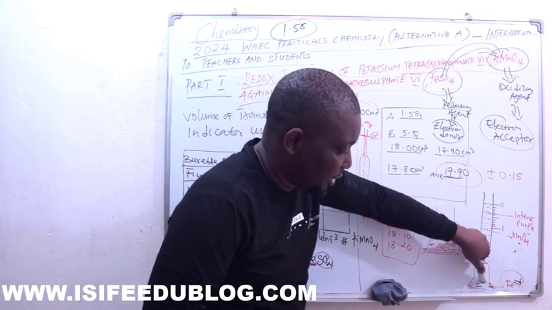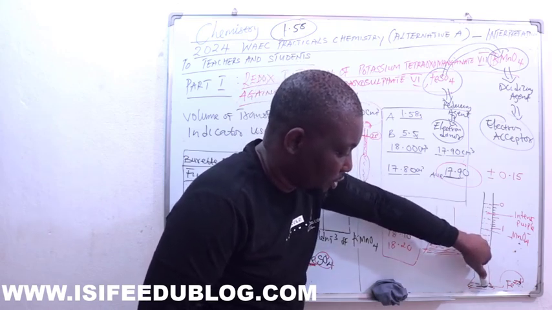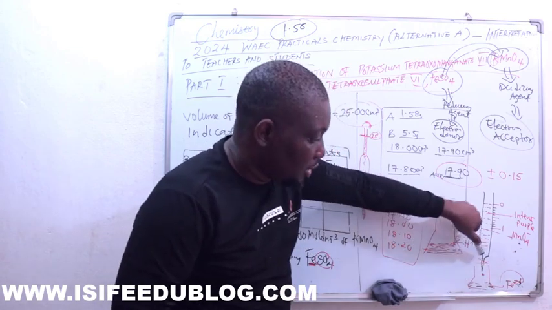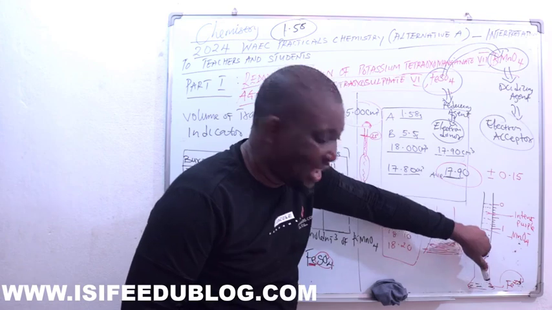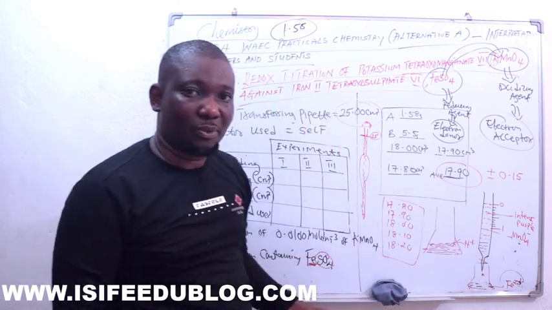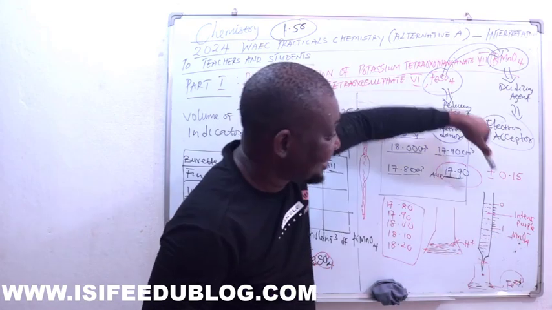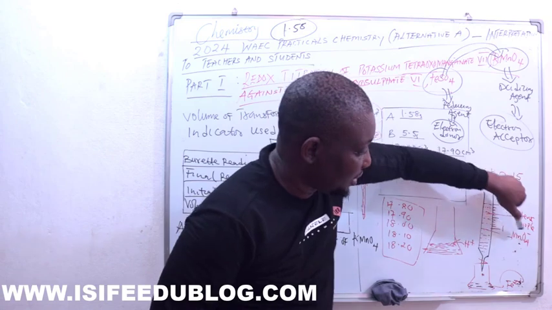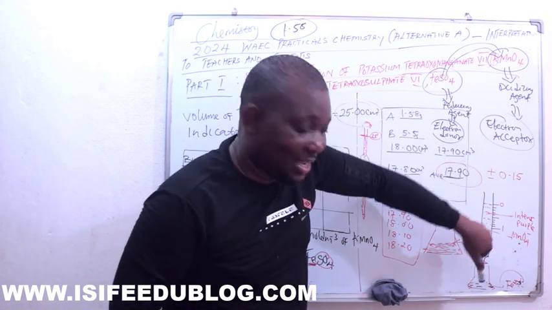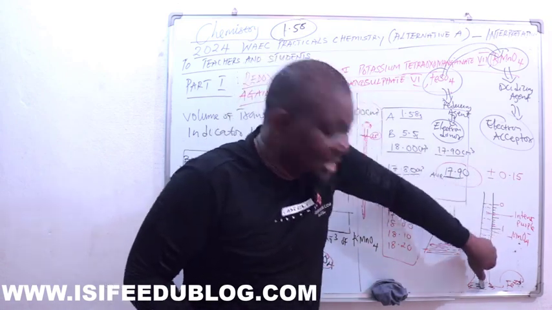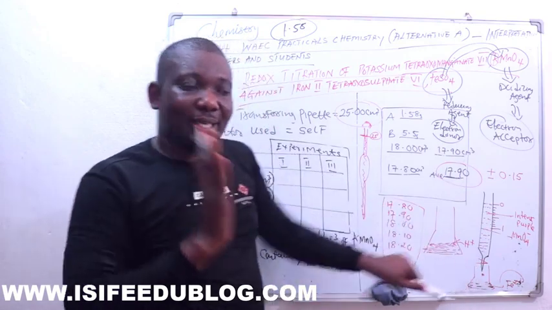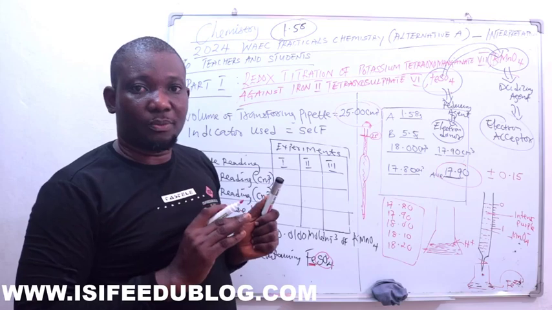Because the moment this thing enters here, it turns pink, then disappears. Once a drop enters here and the disappearance does not happen, that is to say that all of this has been used up. Then the oxidizing agent, which is MnO4 minus, in that case has now indicated itself here. That is the end point of the titration.